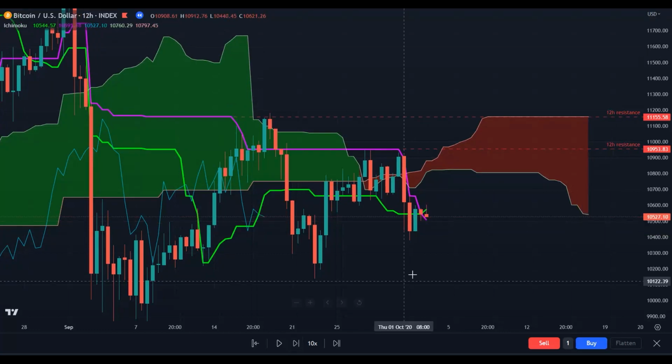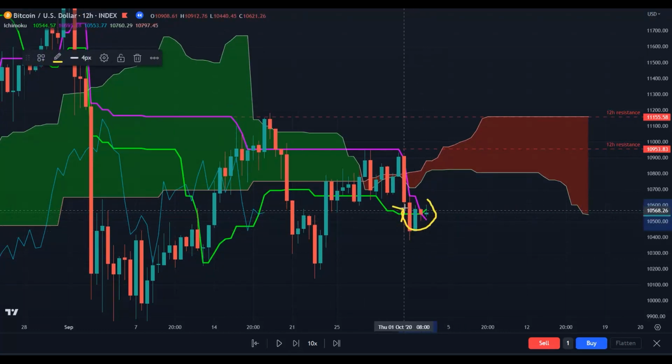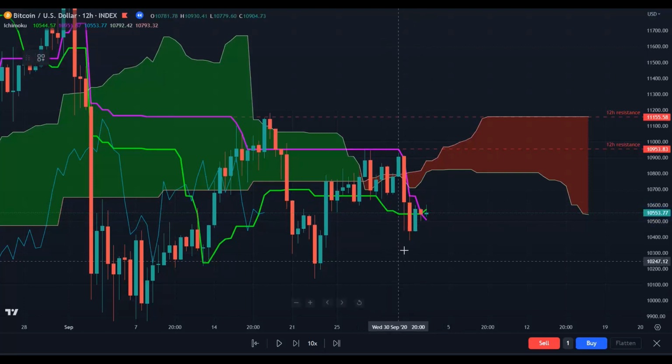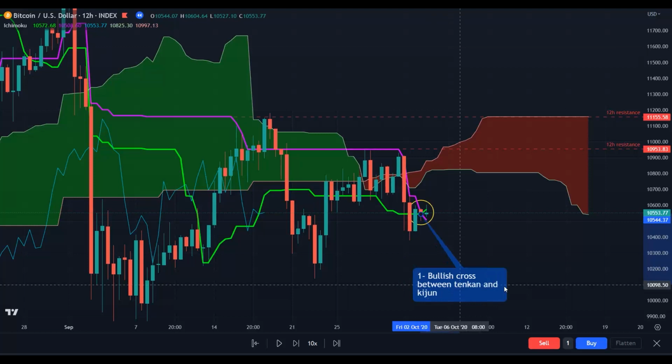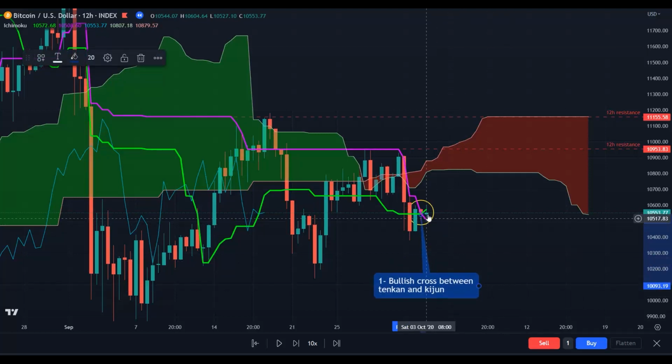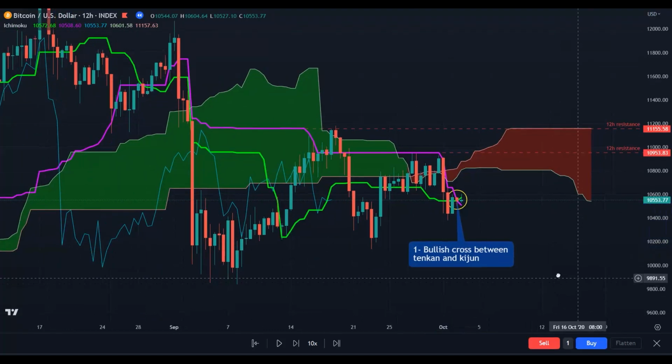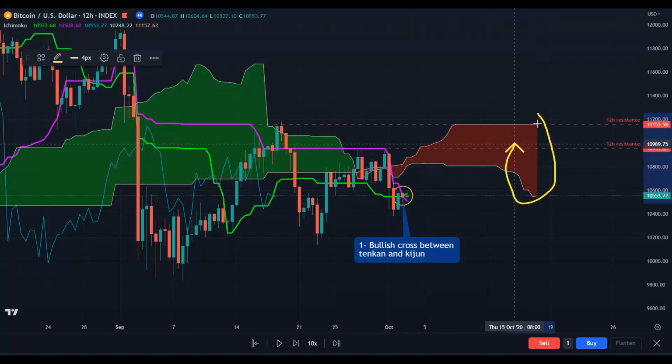So price is struggling. Here is my bullish cross. My first bullish sign happened here: I see a bullish cross between Tenkan and Kijun. This is the first sign, but I'm not opening a long position here. This is just one of those signs. I need a bullish future Kumo cloud, which is not there yet. The future Kumo cloud is not bullish.